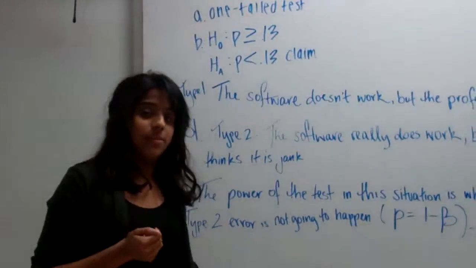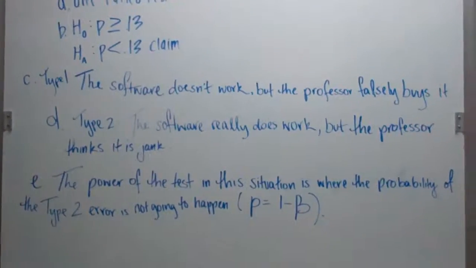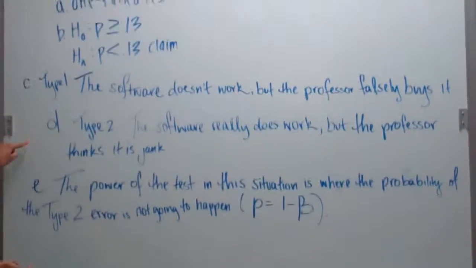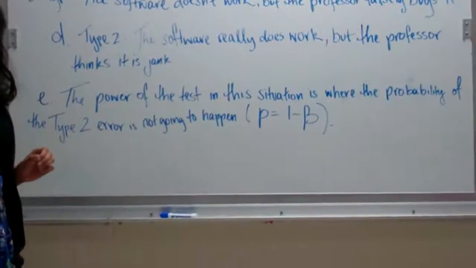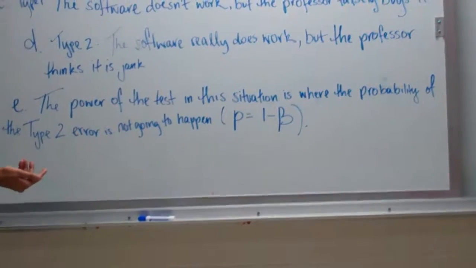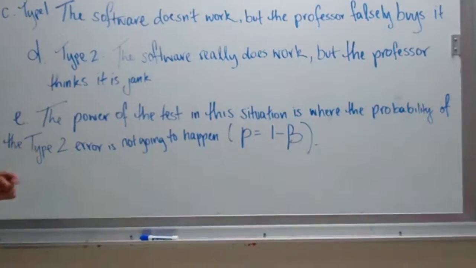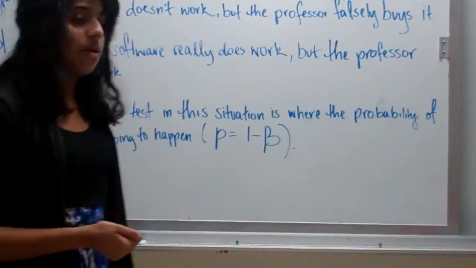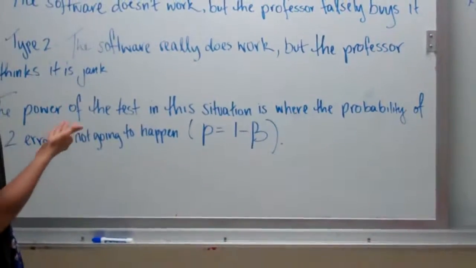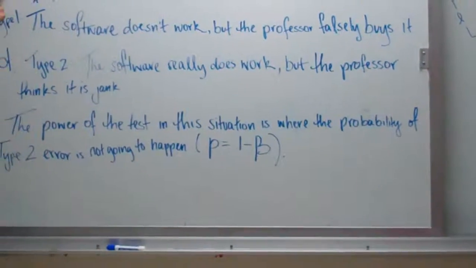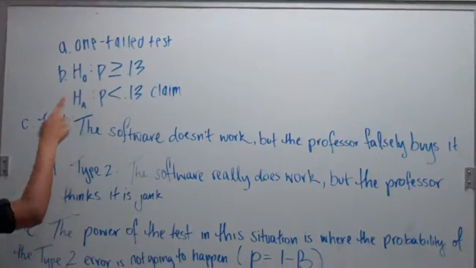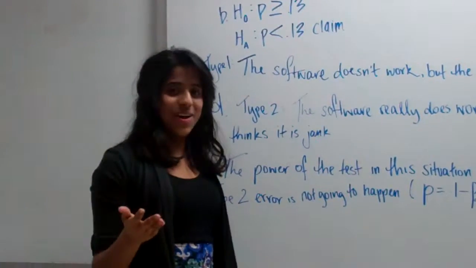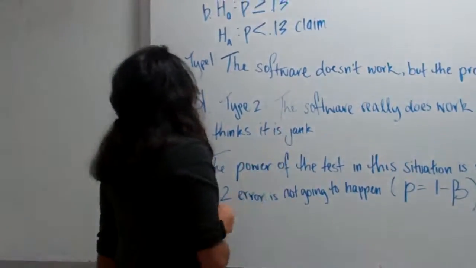Now, the last question deals with the power of the test. So, the power of the test is, if you remember, the probability that the type 2 error is not going to happen, or in other words, if the null hypothesis is false and we reject it, otherwise known as 1 minus beta. To put this problem into the terms of the situation, it would be if the null hypothesis is false, but we reject it.